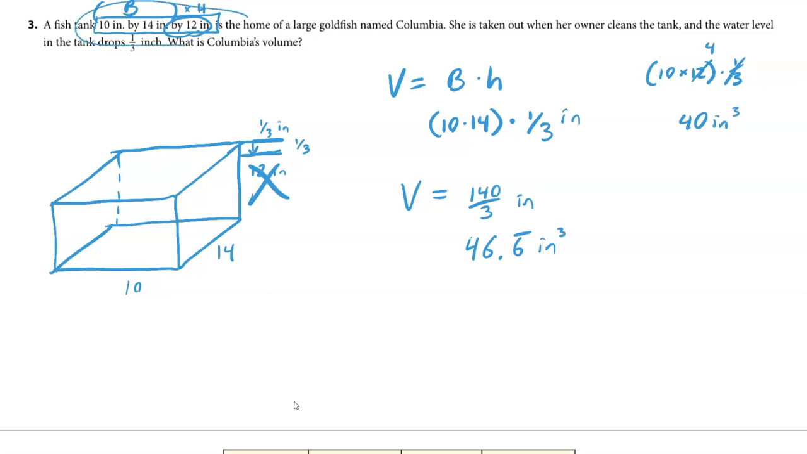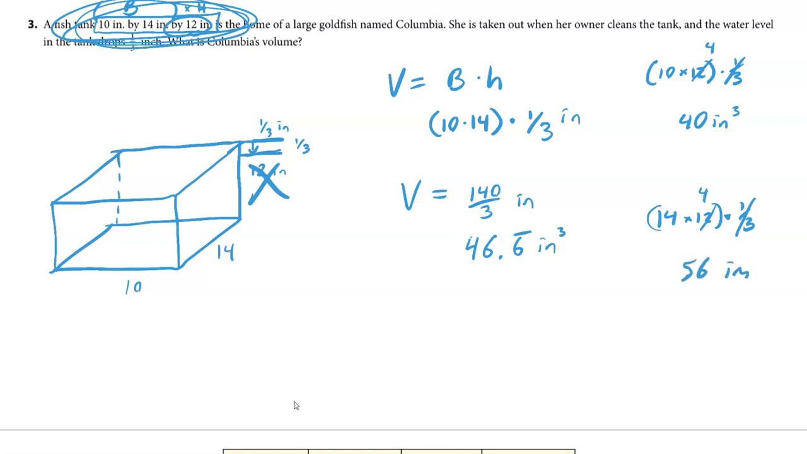Depending on which of these you chose to be the height, it could have been 14 times 12 and then times the height displaced of 1/3. And so that one, again, the 1/3 and this cancel give you 4. And so in that case, you would have gotten 56 cubic inches.